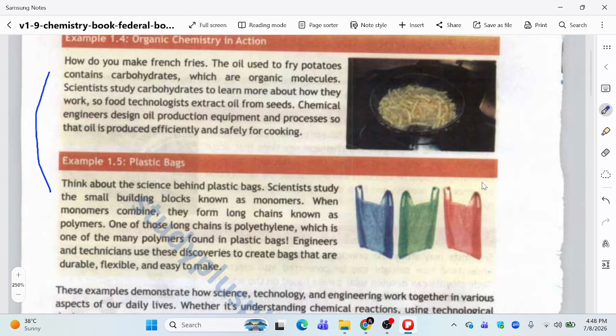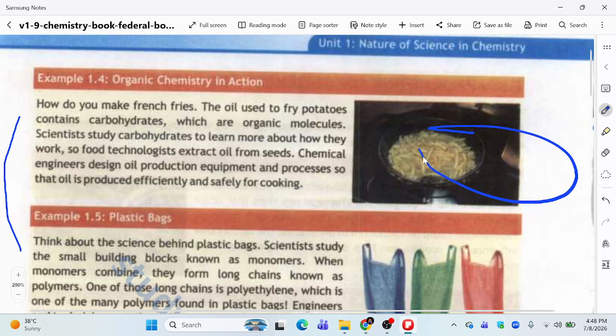Now later on, as we go, organic chemistry in action. Oh my gosh, fries. Okay, yaar, give us some too.